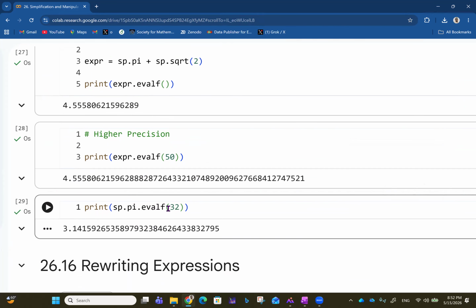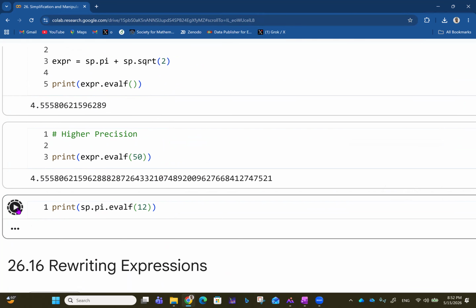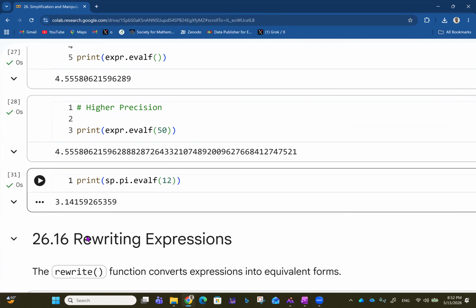And beautifully, you can specify how many decimal places you want. If you want just one decimal place, you have 3.1. If you want one, you put 2. If you want 11, you put 12. So to 12 decimal places, this is what you have: 3.14159265359. So we have all of that going.